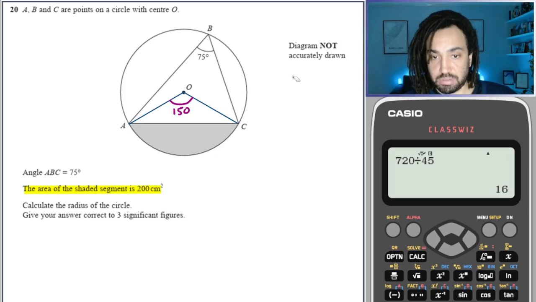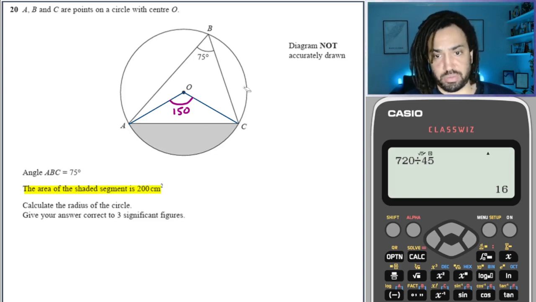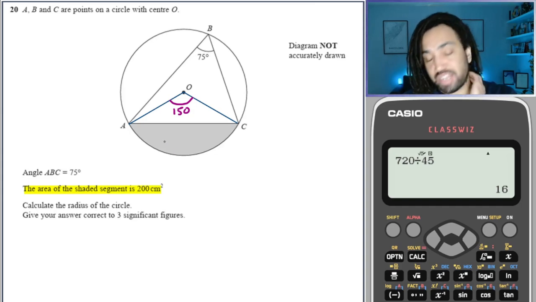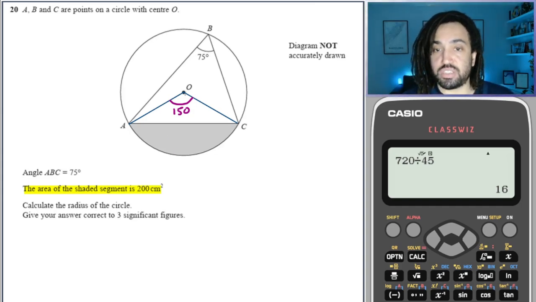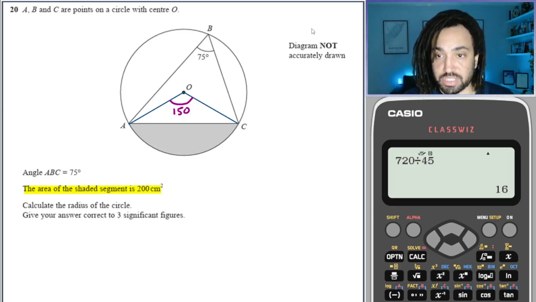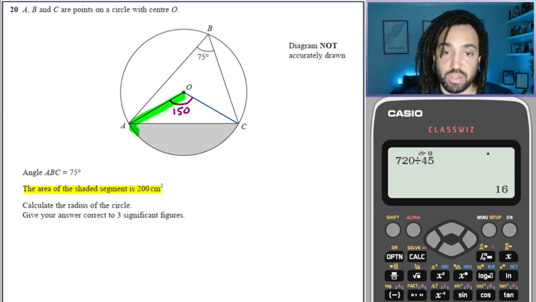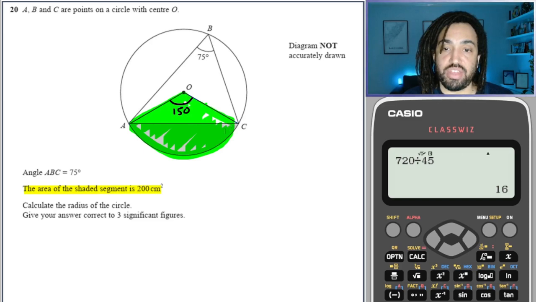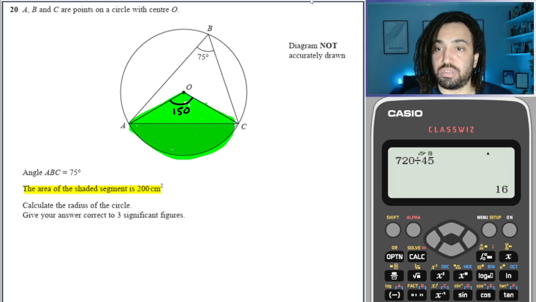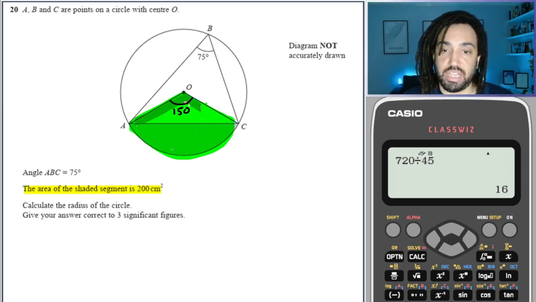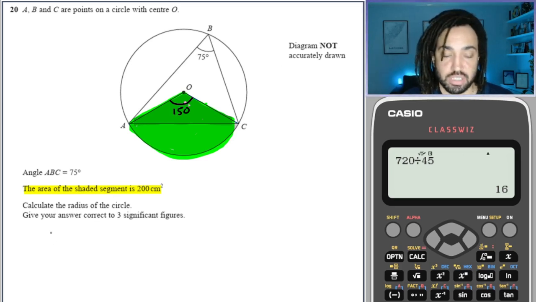And now we need to set up an equation, don't we? Because if I was to work out the area of the segment, I would first want to work out the area of the whole sector, like so. And then I would want to take away the area of the triangle, which would be this part here, the darker green. So that's what I'm going to try and do. I'm going to work out the area of the sector first, and then take away the triangle. And all of that should equal 200.